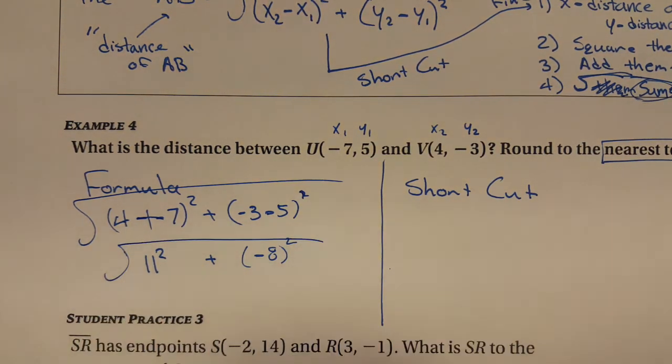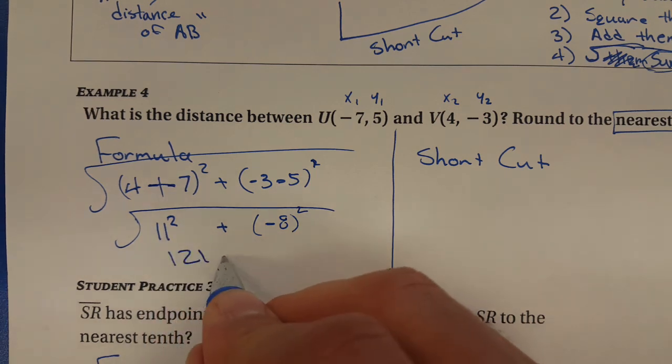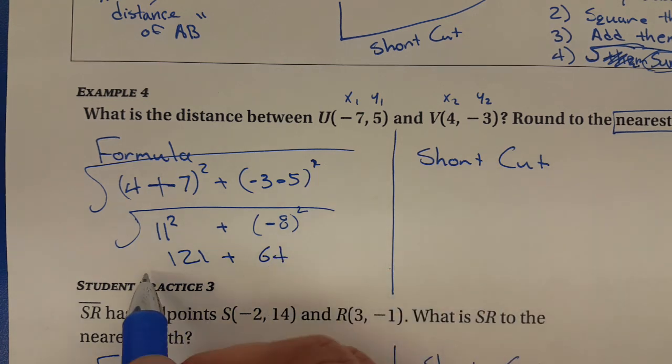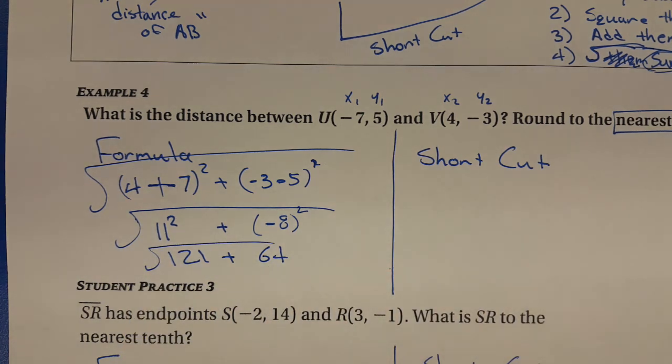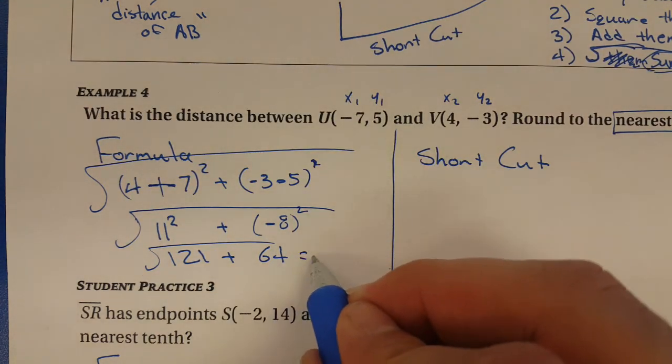So here we go. Let's see, 11 squared, that's 121, plus negative 8 squared turns into a positive 64. That's what my calculator just said. Still got to square root all that. 121 plus 64, according to the calculator, is 185. Running out of room here.